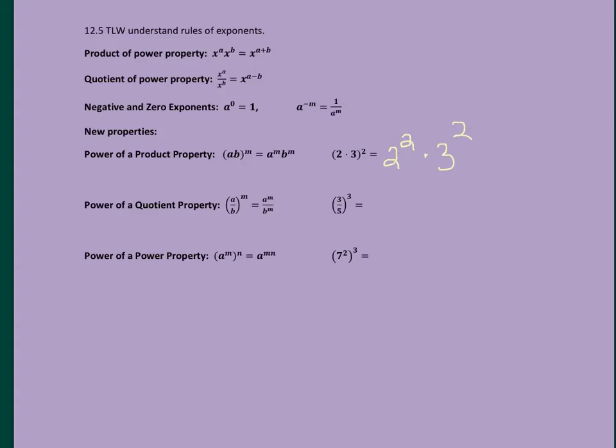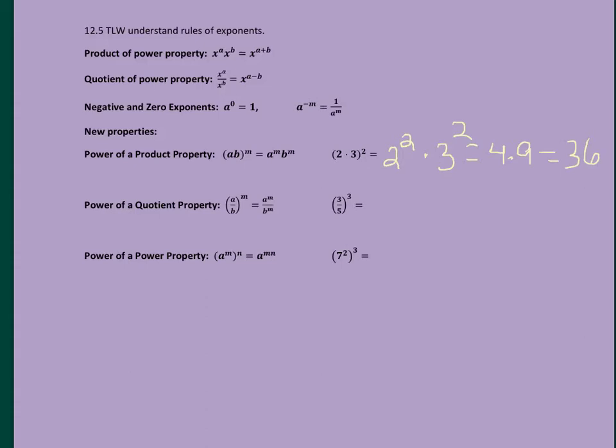Now, if you were calculating, that'd be 4 times 9, 36. Which, if you look back, 2 times 3 is 6 squared, 36. But see how you just distribute the m to everything in there. But here's the key. The only operation going on inside that parentheses is multiplication, not addition or subtraction.